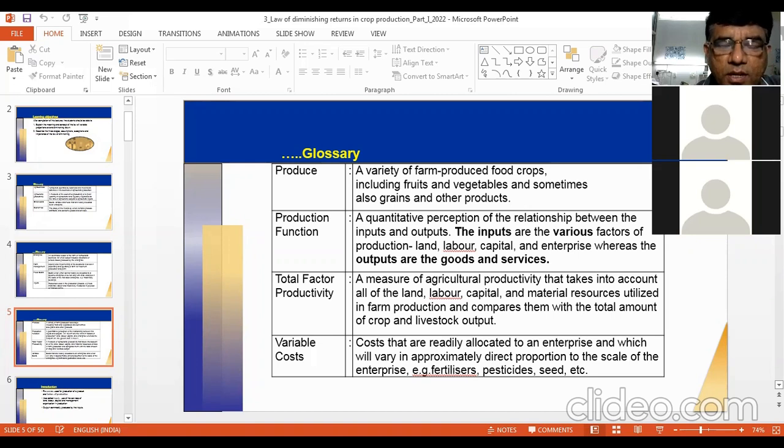Variable cost. Costs that are readily allocated to an enterprise and which will vary in approximately direct proportion to the scale of the enterprise, like fertilizers, pesticides, seeds, etc. We will learn in detail more about variable cost.